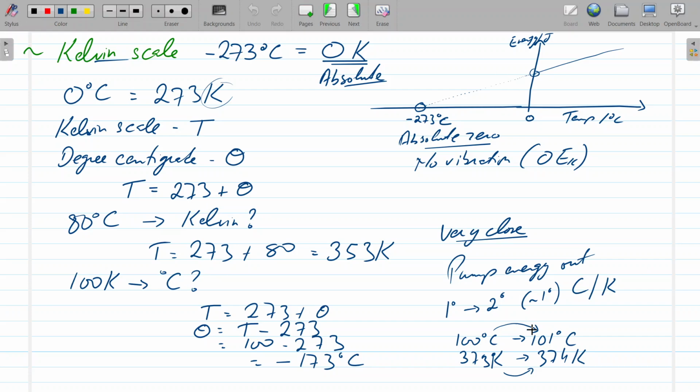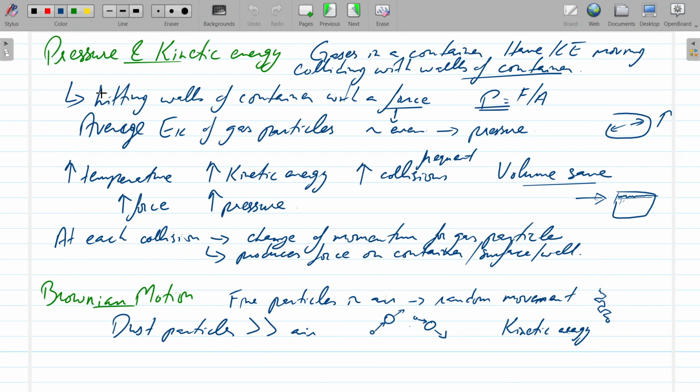We did a few questions. We also looked at the graph explaining why we have this value of absolute zero. Then we talked about pressure and kinetic energy, right? So increasing the temperature increases kinetic energy, which increases the pressure because it increases the frequency of collisions, which increases the force the particles are exerting. This obviously is about gases. We talked about Brownian motion, which is the random movement of fine particles in air due to collision with the molecules of the air.